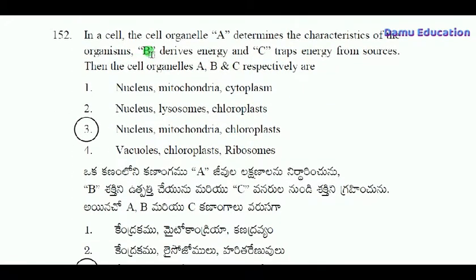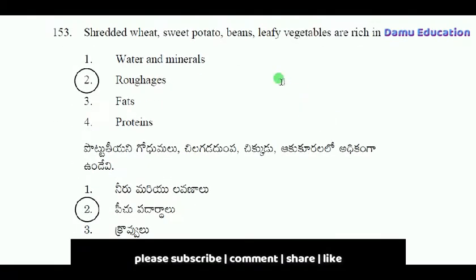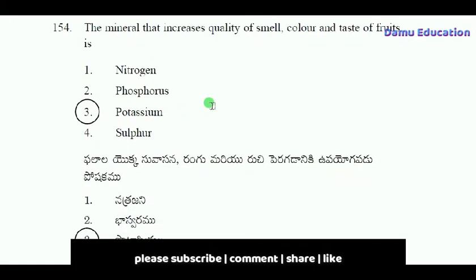In a cell, the cell organelle A determines the characteristics of the organisms, B derives energy, and C traps energy from sources. Then the cell organelles A, B, and C respectively are nucleus, mitochondria, chloroplast. Shredded wheat, sweet potato, beans, leafy vegetables are rich in roughages. The mineral that increases quality of smell, color, and taste of fruits is potassium.